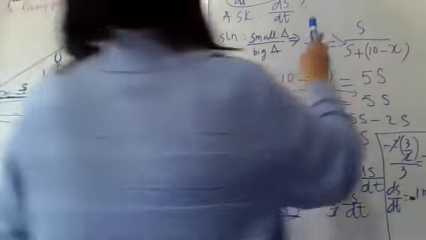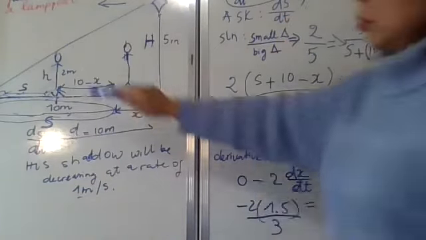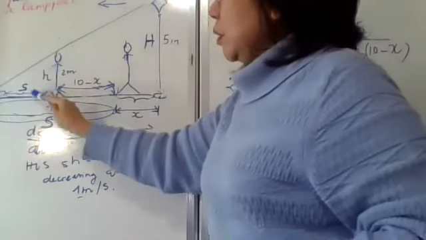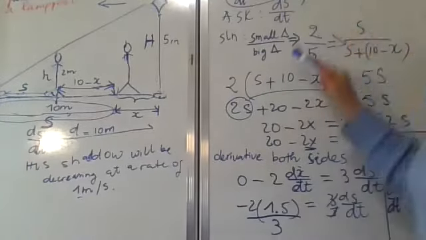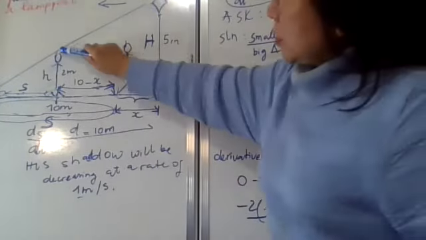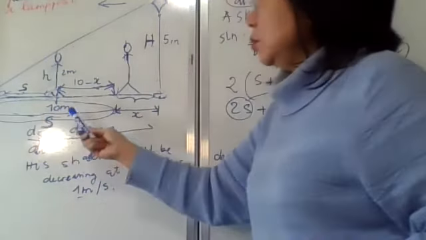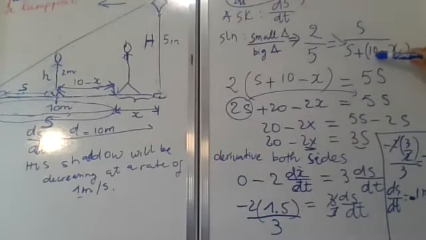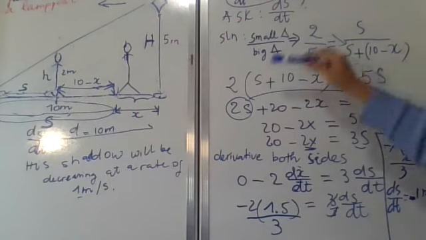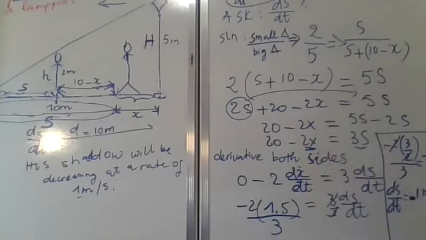So we pair the ratio, right? We're going to make the ratio small triangle over big triangle. So this is the small triangle involving the letter S, which is his shadow from here to here. So we say 2/5 equals this shadow over the whole length here, right? So his shadow S over S plus 10 minus x. And we solve for the equation, we make it short. Now we take the derivative and we get the answer at the end.